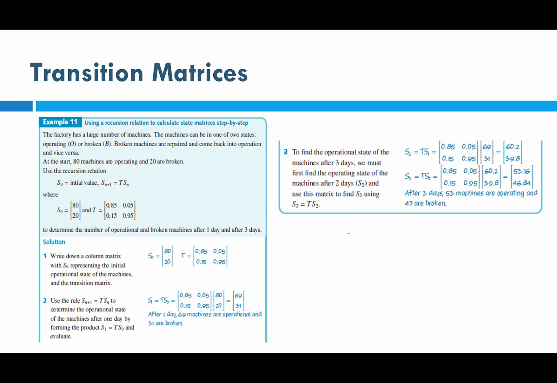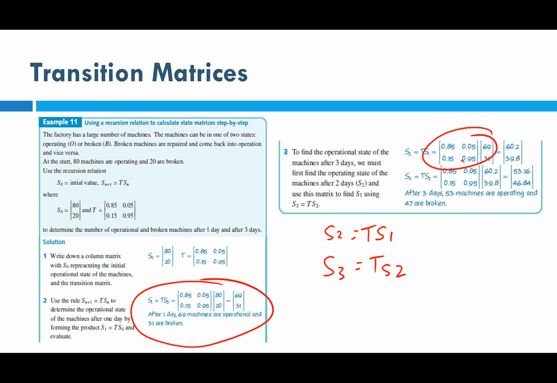So the next part of this question is for 3 days. So we need to find out how many are operational after 3 days. So that means we've already done this one here. We know after 1, after 2, S of 2 is going to be T S of 1, and we know that S of 3 is going to be T S of 2. Again, you put them into the calculator like so, and you know that after 3 days, we've got 53 machines there and 47 machines here that are broken. So it's quite easy. It's calculator work, step by step, for 3 days.